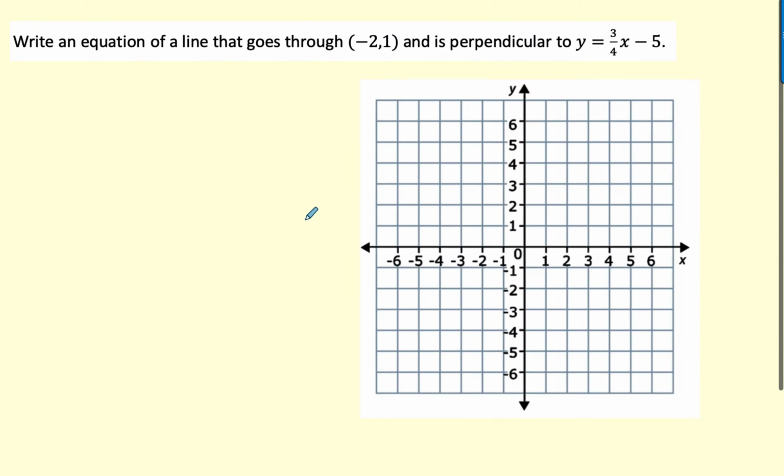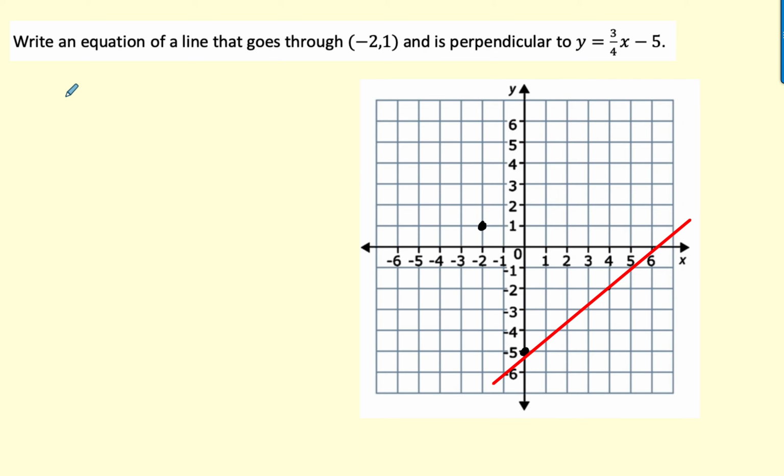Let's do it again. We have (-2, 1) as our point. This graph has a y-intercept of -5. We go up 3 units, 1, 2, 3, and over 4, so we have this line that goes through those two points. We want to draw another line that's going to be perpendicular, but we want to find it algebraically.